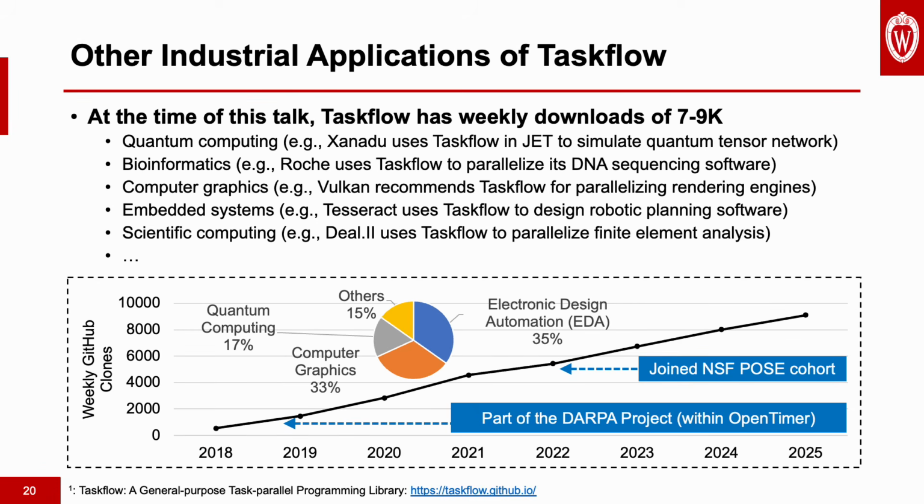At the time of this presentation, Taskflow has a weekly download number of 7,000 to 9,000. It has grown almost 3x over the past 5 years. We have people using Taskflow to accelerate quantum computing, bioinformatics, computer graphics, embedded systems, scientific computing, and so on and so forth.